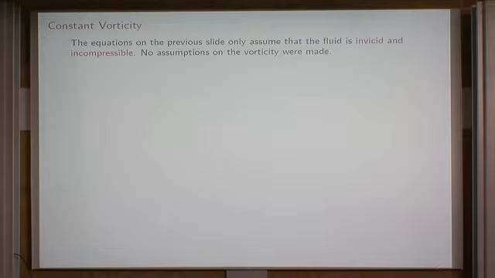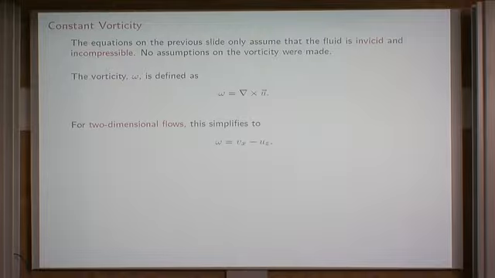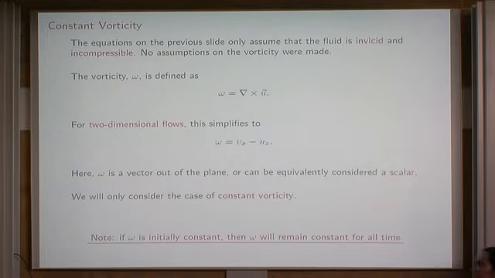Again, no assumptions at this point have been made on the vorticity, but now here's where we do this. So the vorticity is defined as the curl of the velocity field. For the 2-dimensional domain, 1-dimensional surface, this just simplifies to the scalar equation. Life's great. We're enjoying the equations. We're going to restrict omega to be constant. And one thing to note is that if omega is initially constant, it will remain constant for all time. It's an easy calculation to show. I think everyone had to do it in their first fluid dynamics class.